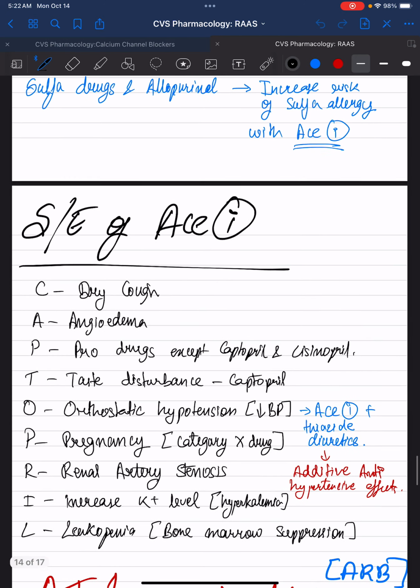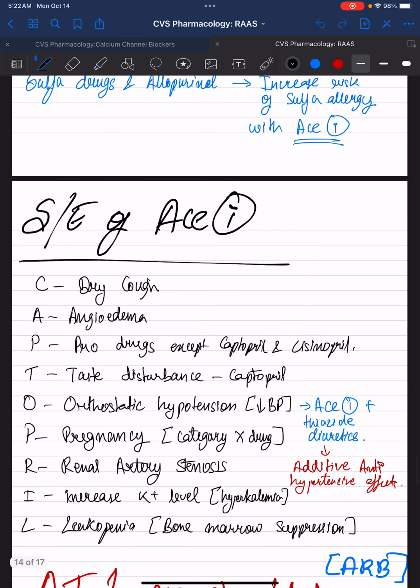So this was part 1, RAAS inhibitors, you can say, and I've just covered ACE inhibitors and also the direct renin inhibitor, that is aliskiren, and the pathophysiology. In the next one I'll cover angiotensin receptor blockers.